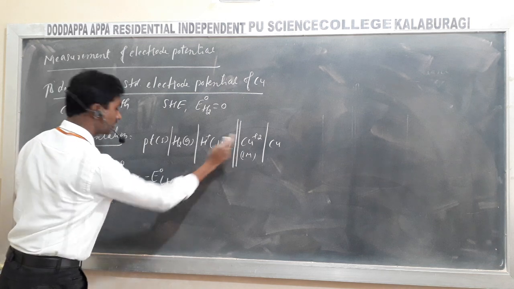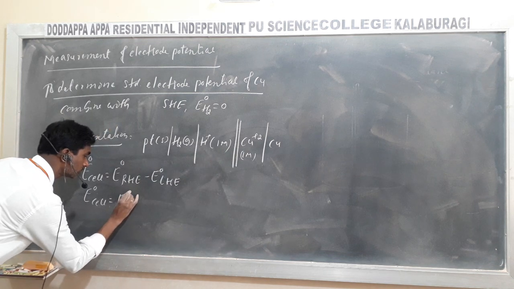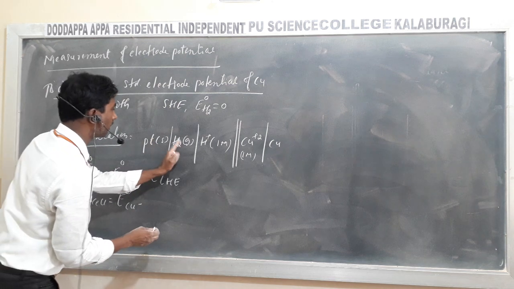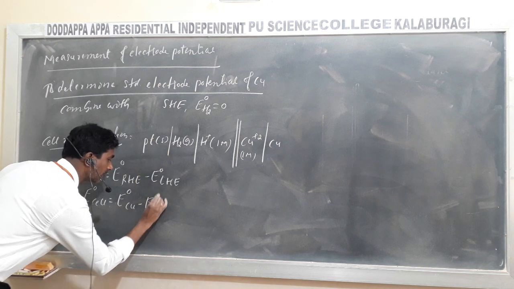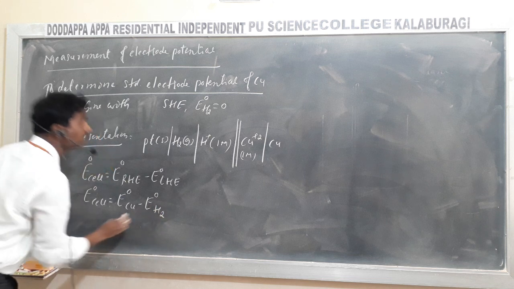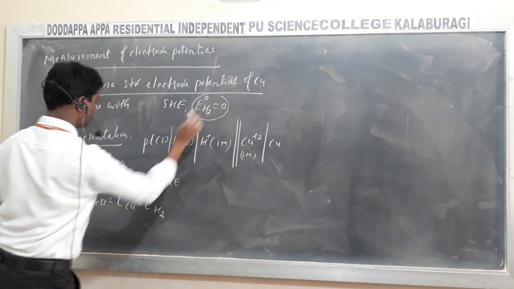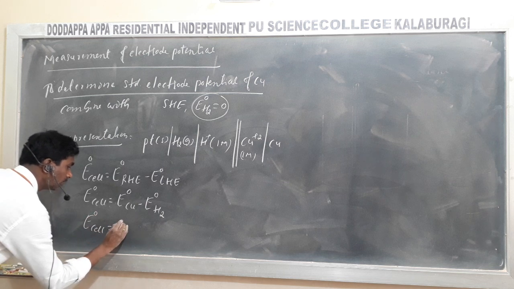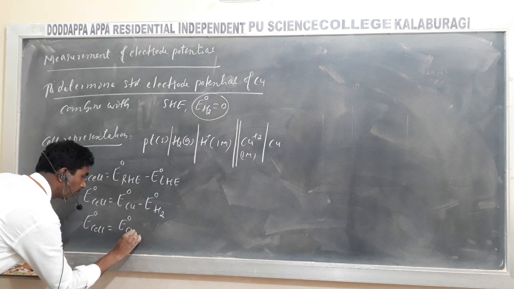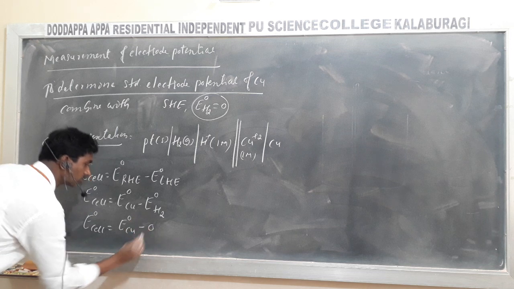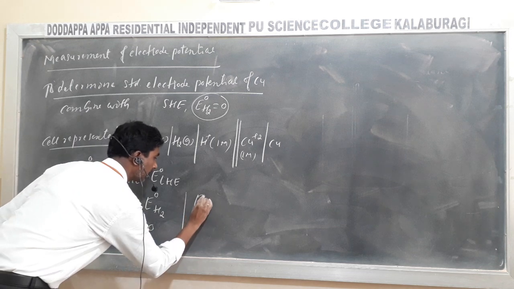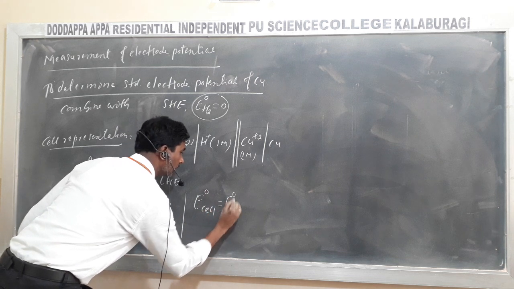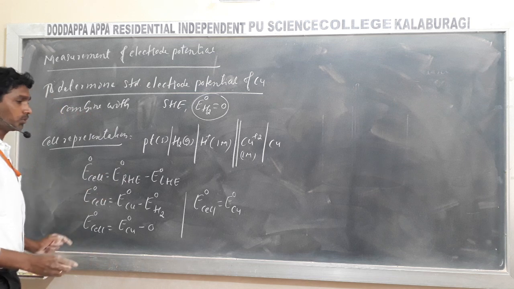So what is the RHE? This is the right hand side electrode, so this is the E naught of copper. Which is the left hand side electrode? The left hand side electrode is hydrogen, and the electrode potential of hydrogen is 0. Now E naught of cell is equal to E naught of copper minus E naught of hydrogen, which is 0. So it is nothing but E naught of cell equals E naught of copper.